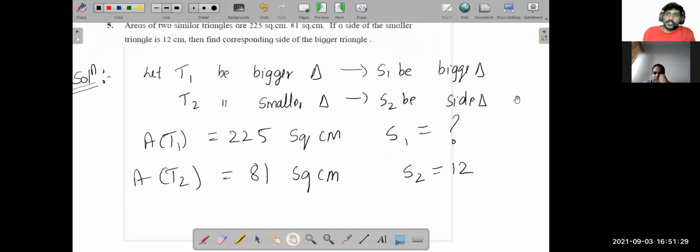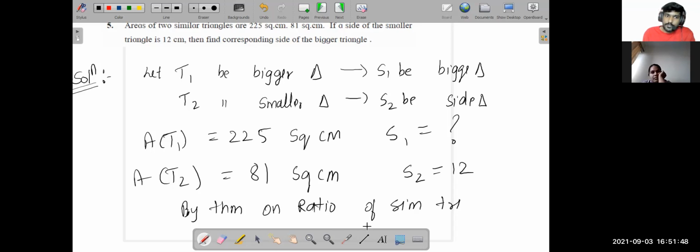Now is the sum clear? What is given and what you have to do. So now use the theorem. So by theorem on ratios of similar triangles, what will be the formula? Can you tell me?